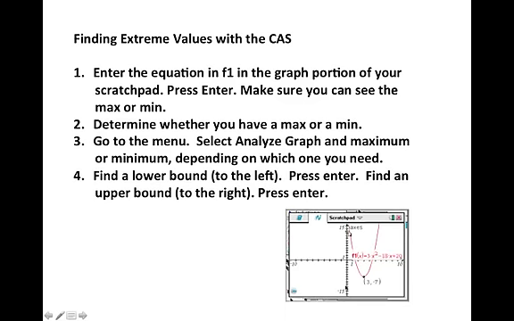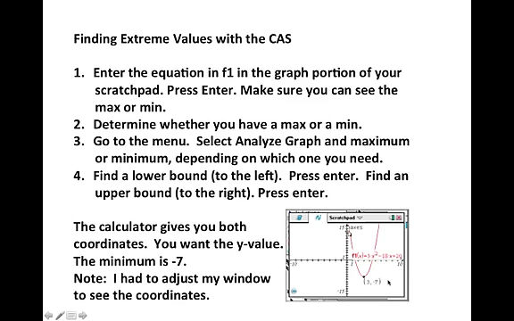And then you're going to be prompted for an upper bound. So you're going to go past the minimum, to the right of it, and press Enter. And then it will give you the point (3, -7), and so the minimum value is -7.